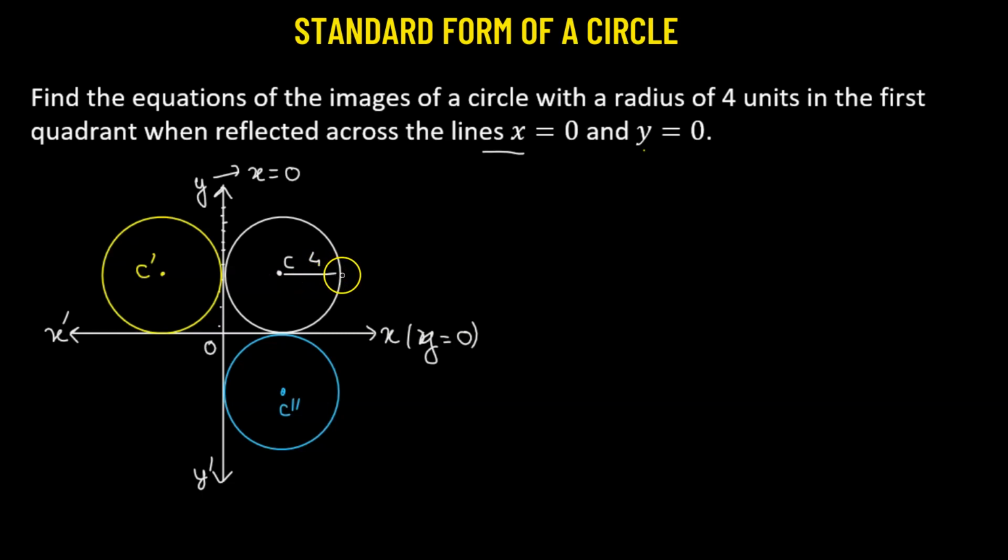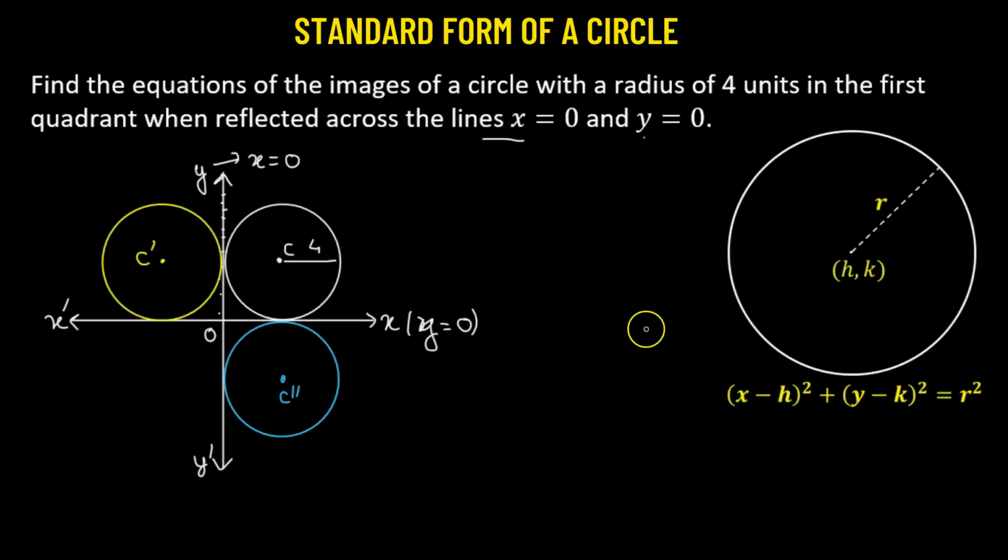So here we'll be using the standard form of a circle. The standard form of a circle states that if the coordinate of the center is given by h comma k and it has a radius of r units, then its equation is given by the formula x minus h whole squared plus y minus k whole squared equals the square of the radius. So we'll begin with our yellow circle.